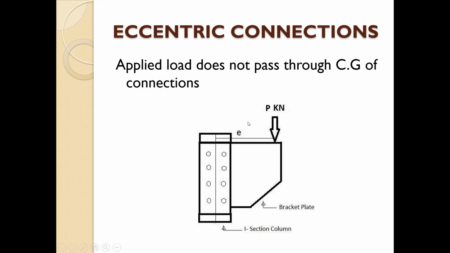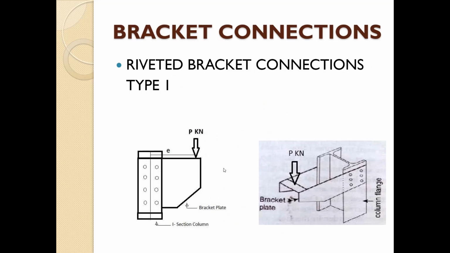So it has been placed at an eccentricity E from the CG, and this is the load. It generates a rotation of this particular joint, as well as, due to this P, shear on all the rivets. So basically it is creating a moment as well as an axial force, that is shear on the rivets. There are two bracket connections. Today we are going to see the first bracket connection.